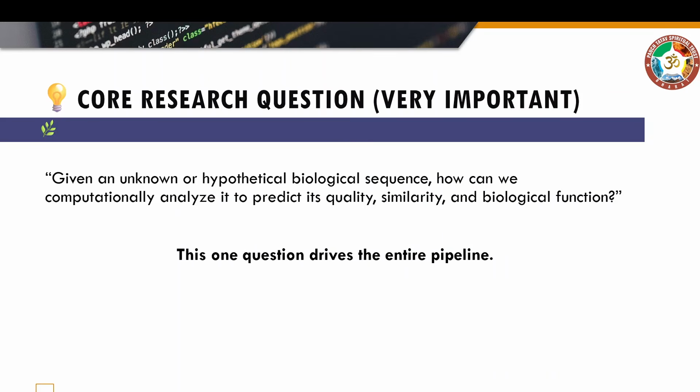Now we have a core research question. Every research project starts with one question, and our core research question is, given an unknown or hypothetical biological sequence, how can we computationally analyze it to predict its quality, its similarity, and its biological function? So this one question drives this entire project. And here we are not randomly using tools. Every step in this project exists to answer this particular question.